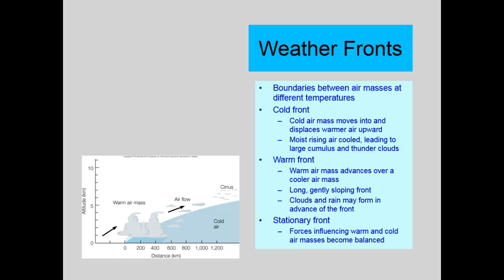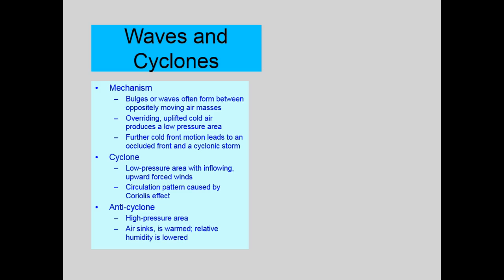Now, finally, let's turn the page to waves and cyclones. These are other weather makers. Now, some of the graphics here I find not all that enlightening. But here's the mechanism they're talking about. A wave or a cyclone is a bulge or a wave. Bulges or waves often form between oppositely moving air masses.